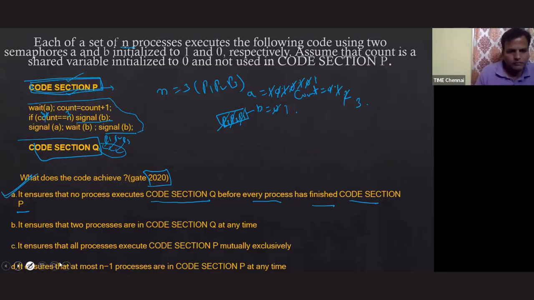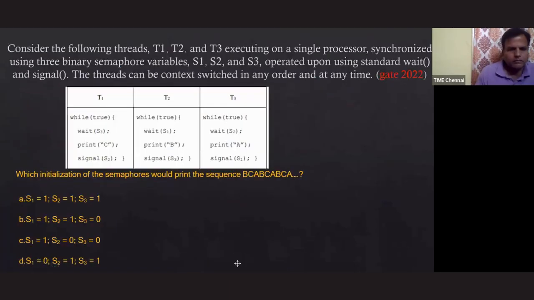The next one. Go with this one, sir. Consider the following threads T1, T2, T3, and this is, I think, 23 or something. Okay.